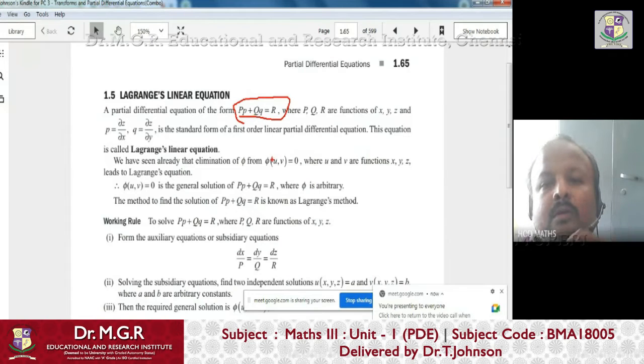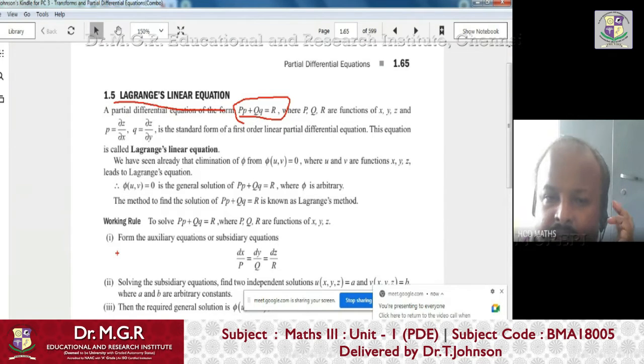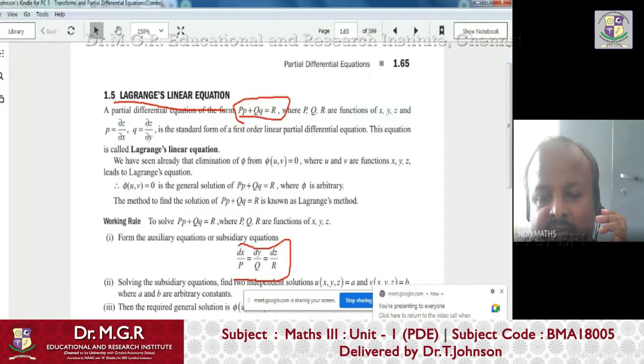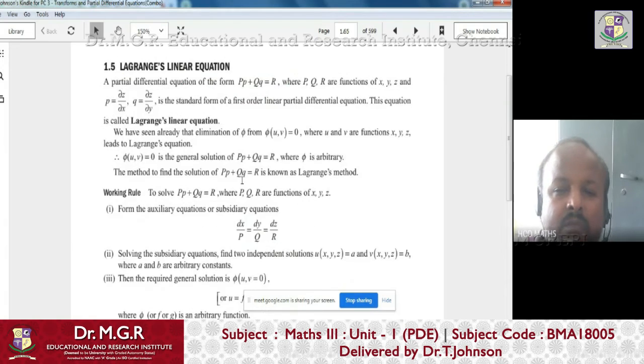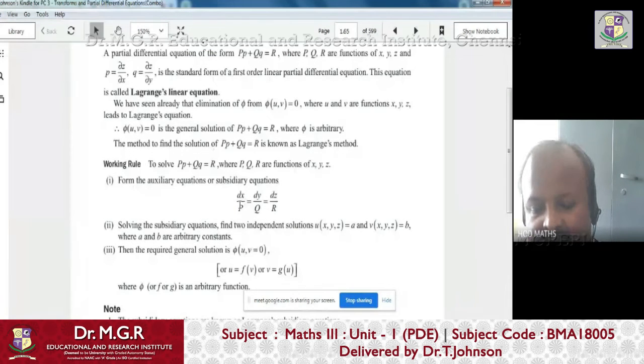Right? So once you identify the PDE is of the form Lagrange's linear equation, the first step is to write it in the auxiliary equation form, which is also called simultaneous equations or subsidiary equations. So you have to write dx by P, where P is the coefficient of small p, and dy by Q, where Q is the coefficient of small q, and R is the right hand side function. Then your work is to solve these simultaneous equations.